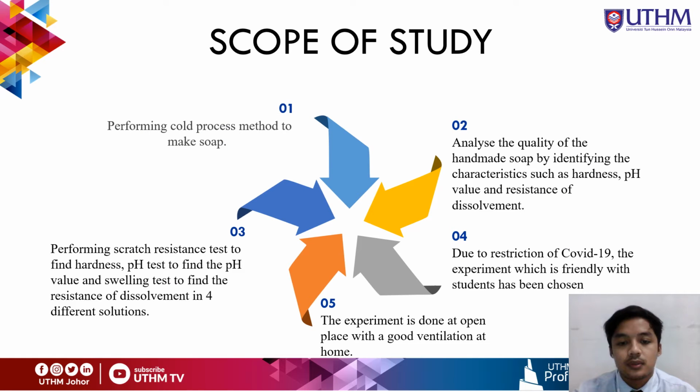Okay, so for scope of study, there are five scopes. The first one is to perform cold process method to make soap. The second one is to analyze the quality of the soap produced by identifying the hardness, pH value, and also the resistance of dissolvent. Okay, the third one is to perform scratch resistance test to find the hardness, pH test to find the pH value, and also the swelling test to find the resistance of dissolvent in four different solutions.